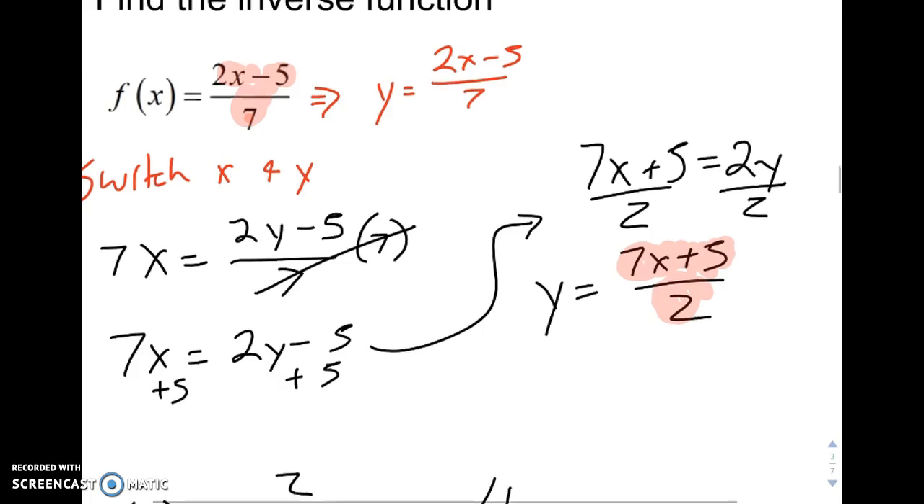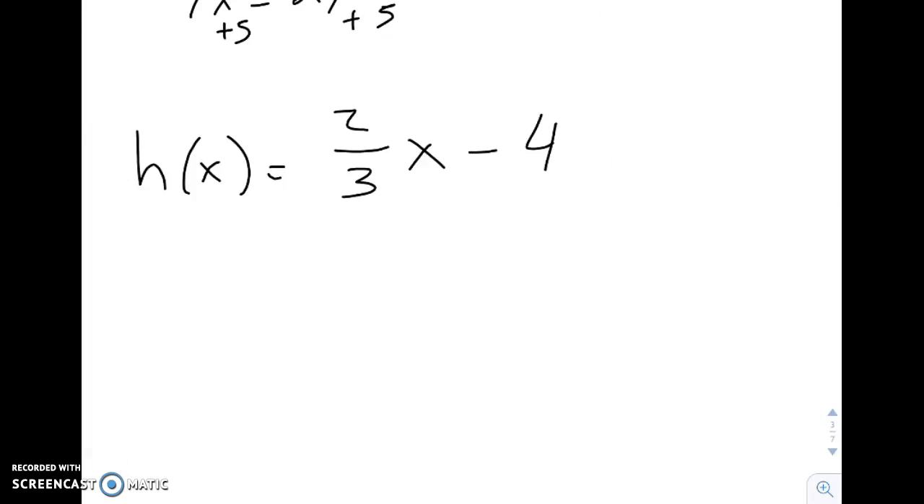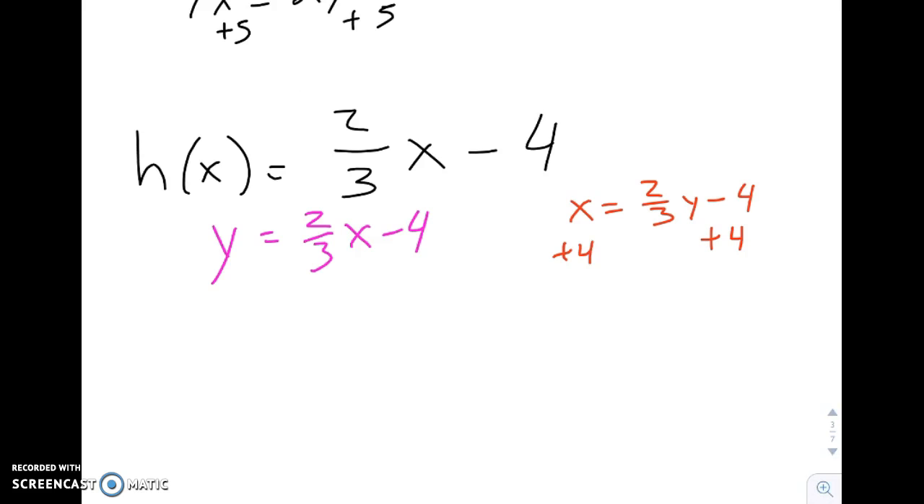How about we try one more here? This one is a little bit simpler, though it's a fraction in front. Just consider h of x, this is really my output. It's equal to 2/3 x minus 4. We're going to trade our input and our output, so I turn this into x equals 2/3 y minus 4. And we need to solve for y. We need to force ourselves to go backwards. So we add 4 is the first thing that we do.